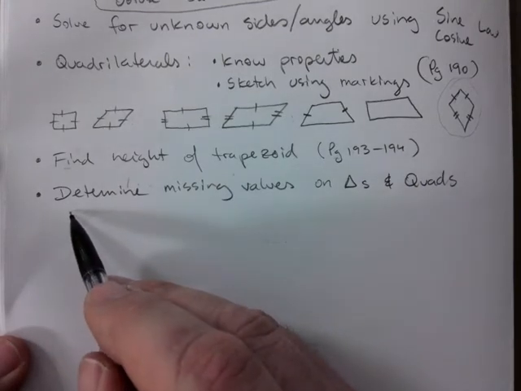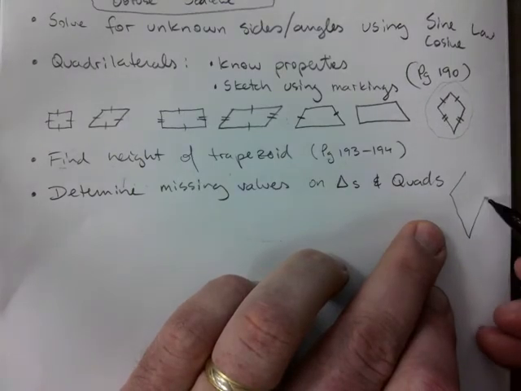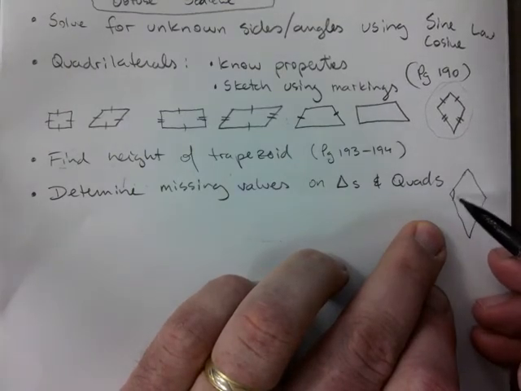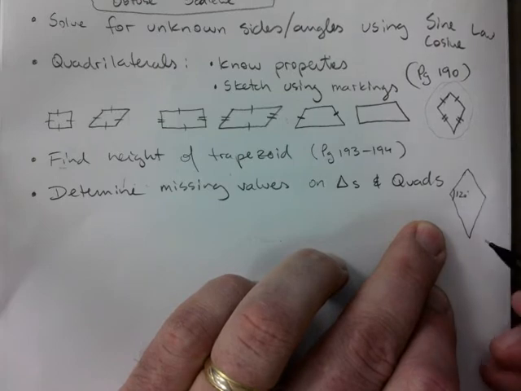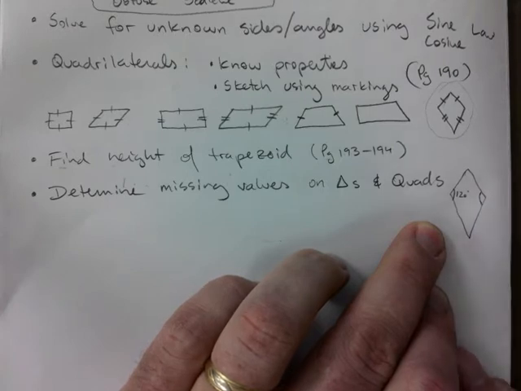Right? So just a quick example here. If you see something that looks like a kite and I tell you that this is 120, and it's asking you, hey, what is this? You should know that that's 120, just by looking at it.